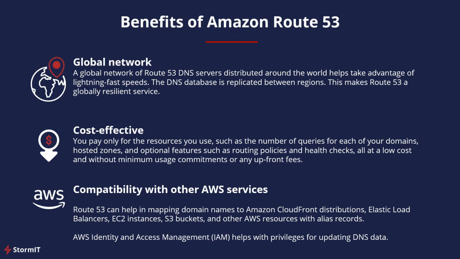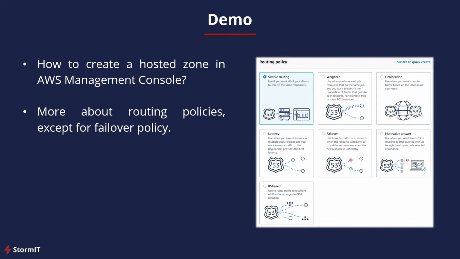And as a sixth one, it's very compatible with other AWS services, and Route 53 can help in mapping domain names to services like Amazon CloudFront or Elastic Load Balancer, EC2 Instance, S3 buckets, or other AWS services and resources. And now we can look to AWS Management Console for how to create our first hosted zone and more about routing policies except for failover policy, which I already have in another video.